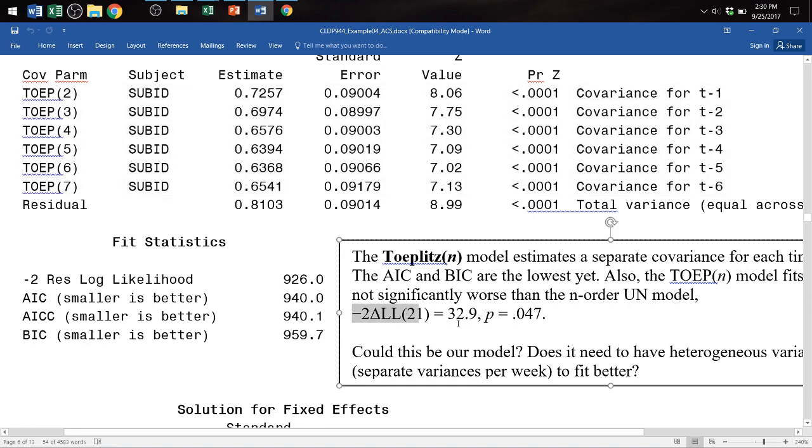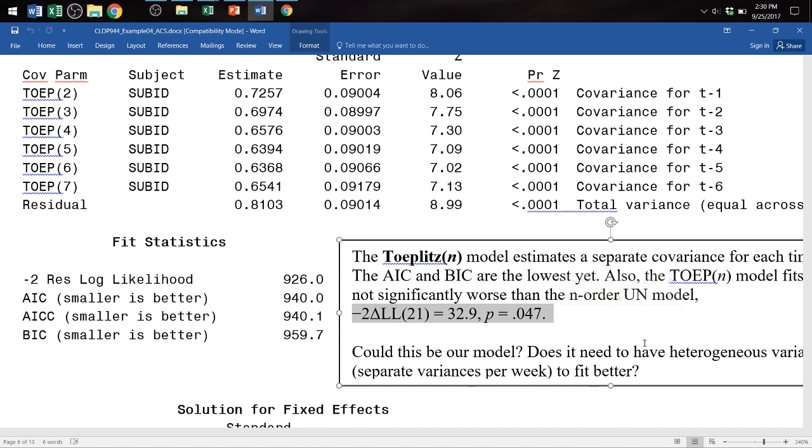And if I compare this one to unstructured, P equals 0.047. Should I say yay or oh? Yeah, there you go. Yes, alpha 0.01, yay! Yeah, so this is almost not worse than the best model possible.